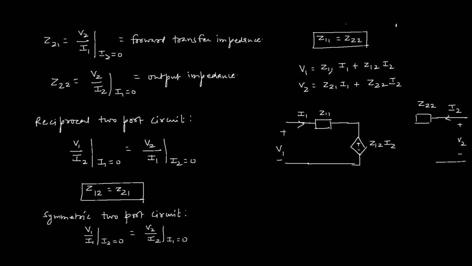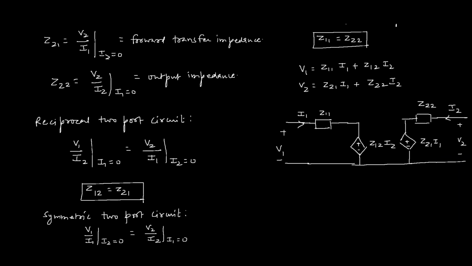Now the second term is Z21 I1, and I1 is the current at port 1. It means this quantity has to be a voltage source, a current-dependent voltage source, which is connected in series with Z22, and its value is Z21 I1.